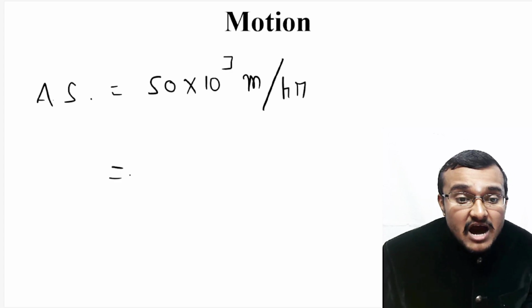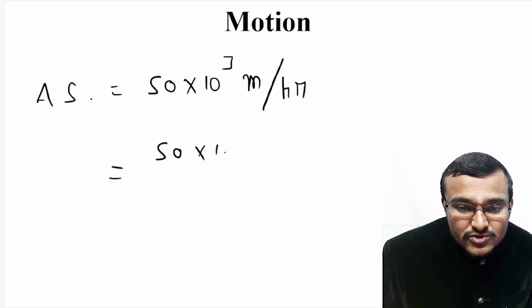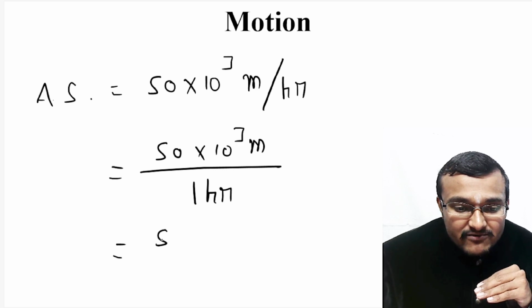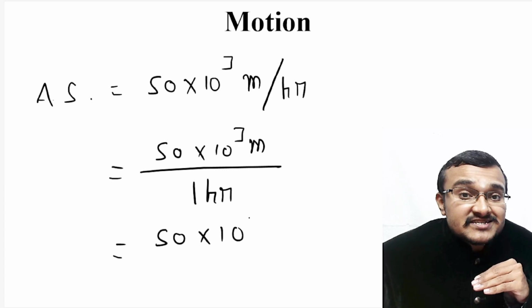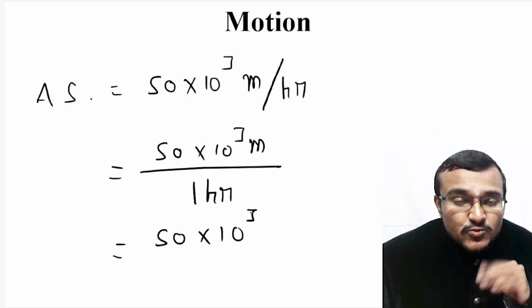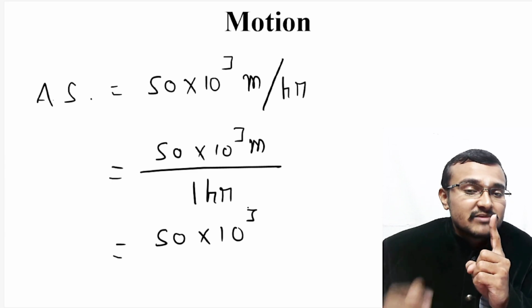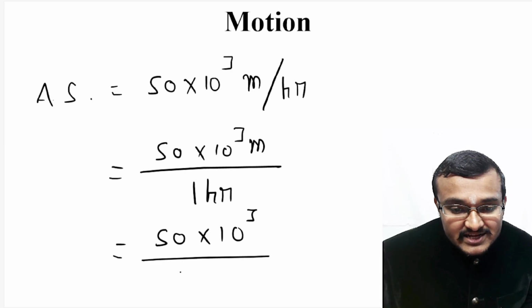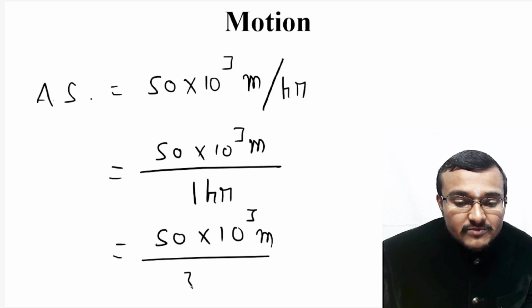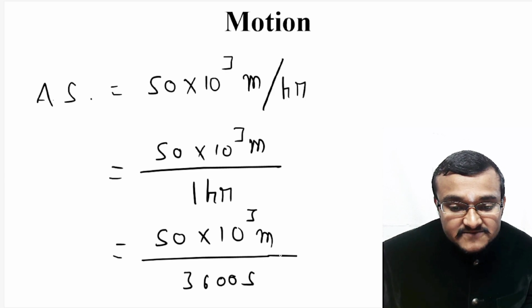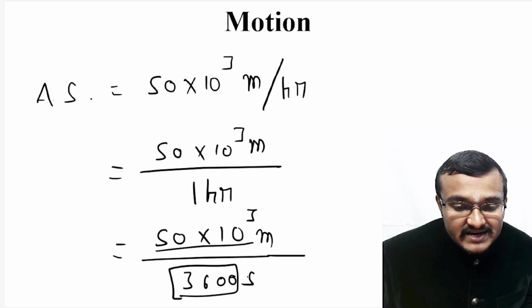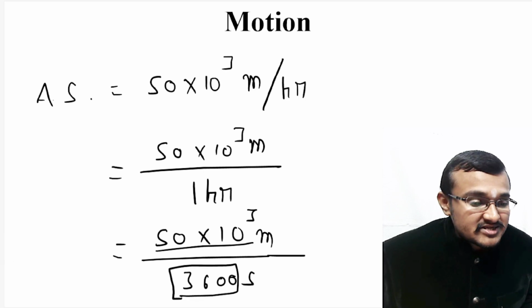Here hour is in the denominator. So 50 into 10 power 3 meter per hour, I can write it as divided by 1 hour, because hour is in the denominator. Now 1 hour can be written as 3600 seconds. So the unit 1 hour will be multiplied with 3600 and hour will be converted to seconds. That means in the denominator, in the place of hour, you will be writing 3600 seconds. Now you should divide this 50 into 10 power 3 by 3600 seconds so that you will get meter per second, the SI unit.